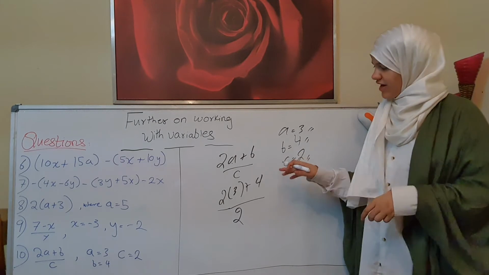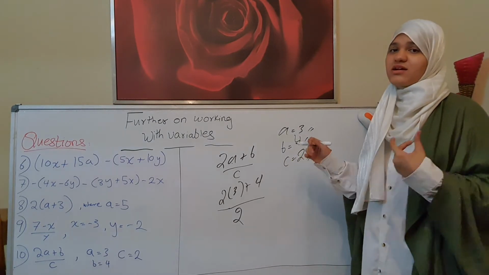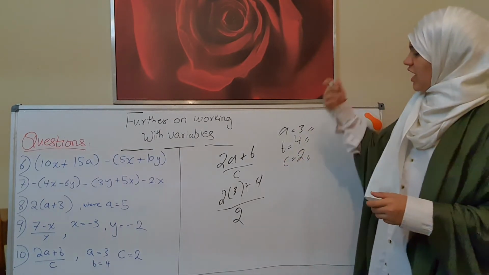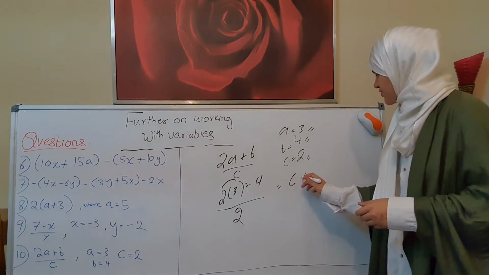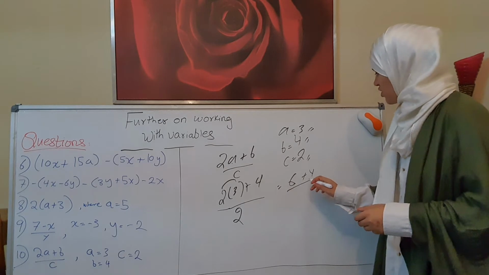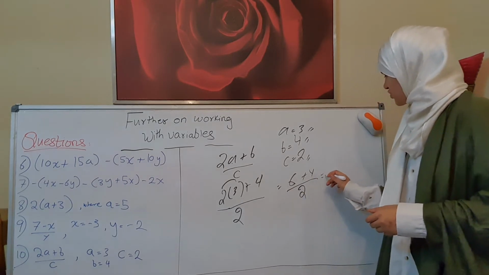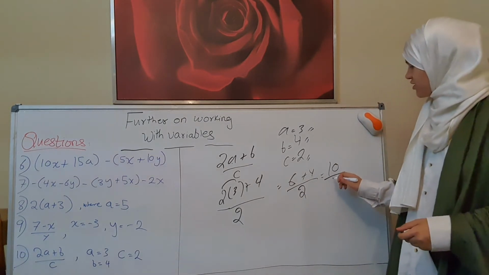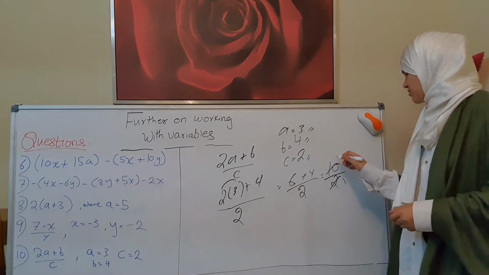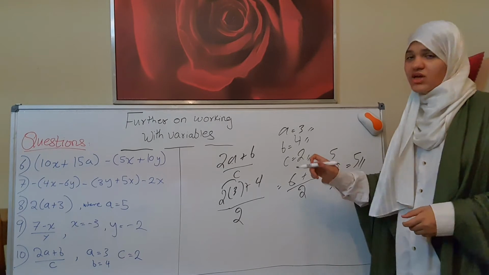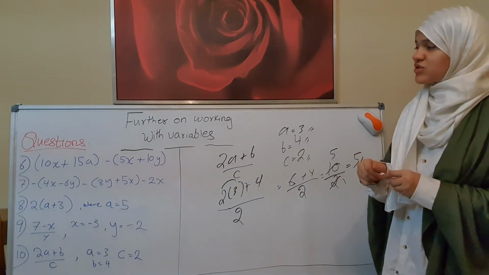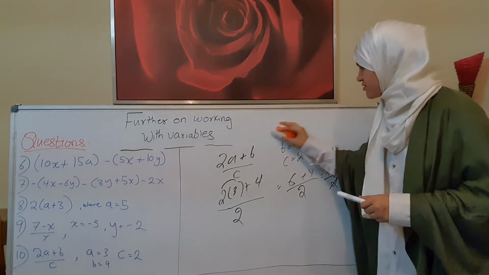Now you can divide, multiply, add, whatever you want. Like for example, 2 times 3 is 6. 6 plus 4 over 2 is equal to 10 over 2, by 1 and here by 5. So that means the final answer is equal to 5. Now let's continue with the other questions.